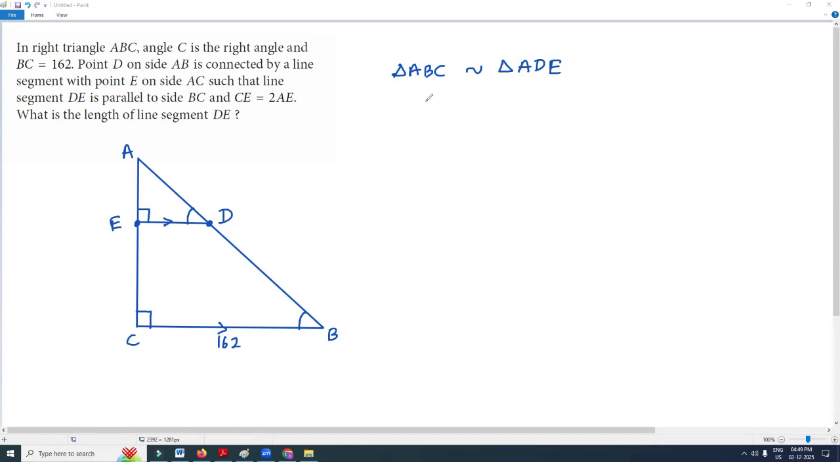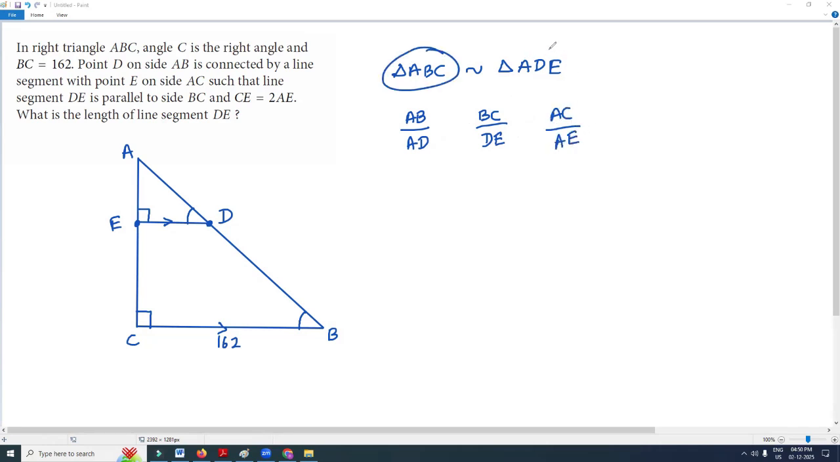Now let me write the ratios of the corresponding sides. Take the side AB in the first triangle. The corresponding side in the second triangle is AD. That is, we have to consider the letters of the same position. Let me write over here. Take the side BC in the first triangle. The corresponding side in the second triangle is DE. Take the side AC in the first triangle. The corresponding side in the second triangle is AE.